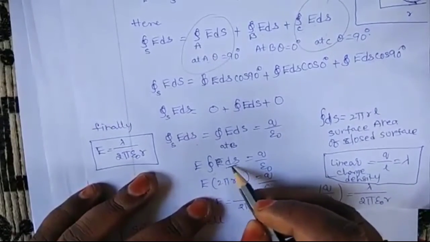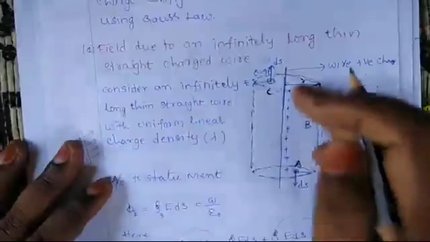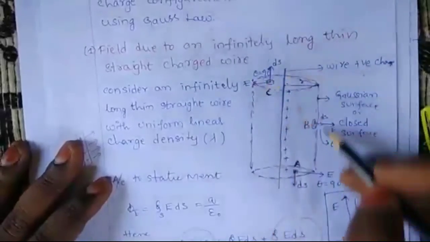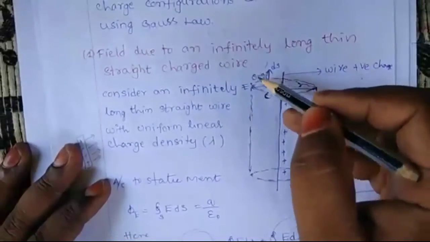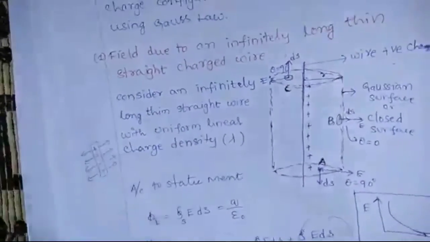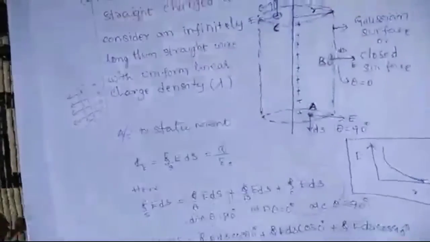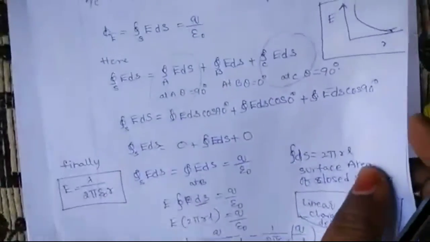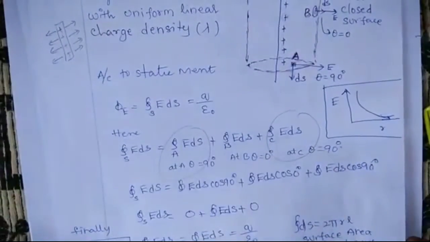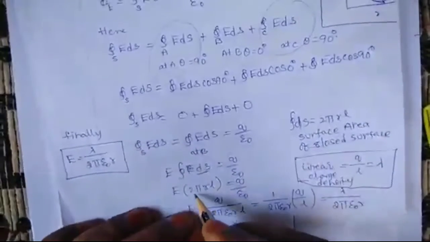Here ds is the surface area of this Gaussian surface. Here we can observe the Gaussian surface; this dotted line is the Gaussian surface. How can we calculate this Gaussian surface area? By using the cylinder formula. The surface area of a cylinder is 2 pi RL. So by using the surface area of the closed surface, that surface area is 2 pi RL.